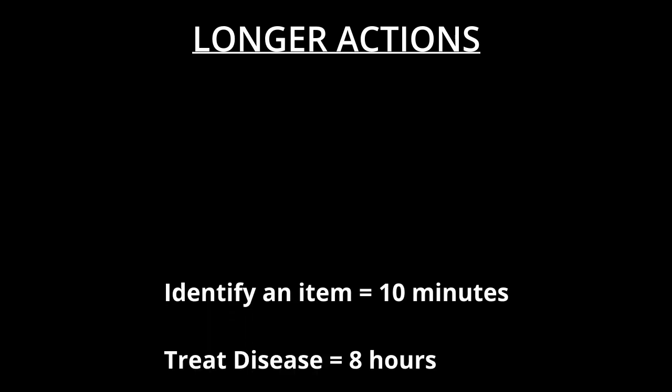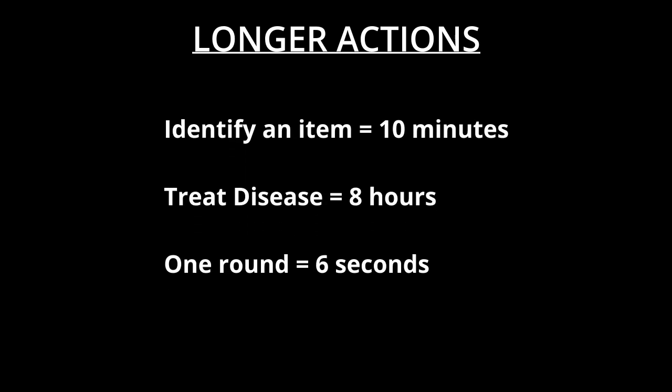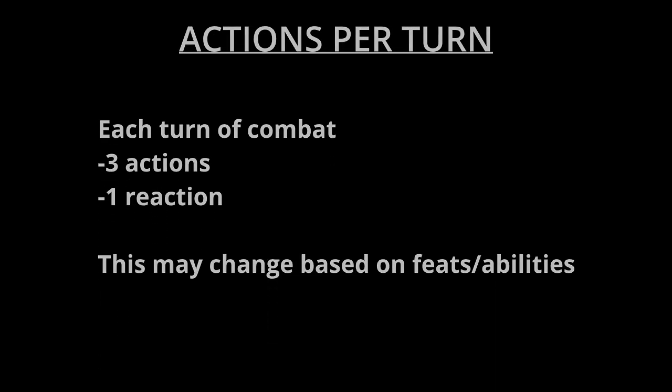If an activity takes more than 3 actions and is not a reaction, it will indicate either a number of rounds or a set of time that it will take to do this action. For example, it takes 10 minutes to identify a magic item without any feats, or 8 hours to treat a disease with medicine. In combat, rounds last 6 seconds generally, so each action takes about 2 seconds to perform, so performing more involved actions will usually be more impractical during combat. Note again that during combat, each turn you get 3 actions and a reaction.